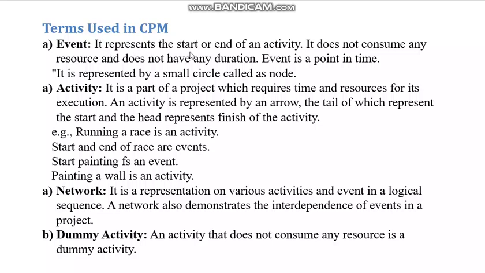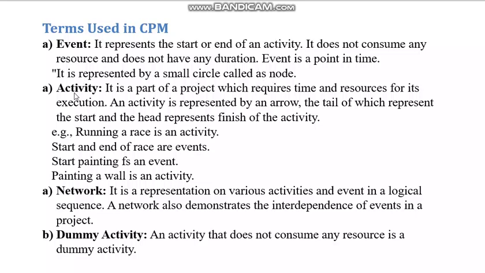An event is the start or end of an activity. Another characteristic of an event is that it doesn't consume any resources and does not have any duration. You see, to start something, do you require any time or any resource? No. An event is a point in time, beginning an activity or ending an activity. It is represented by a circle called a node, a circle with a number inside. That is how it is represented.